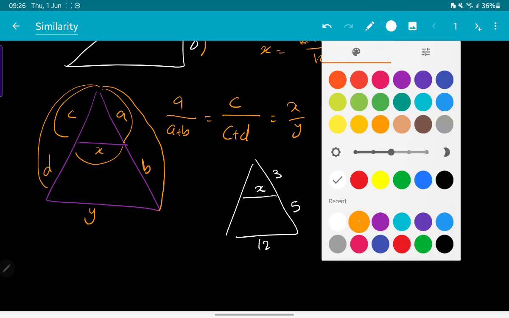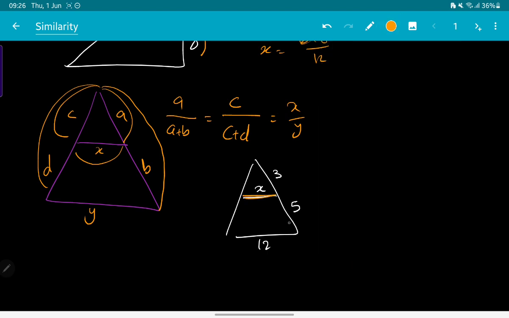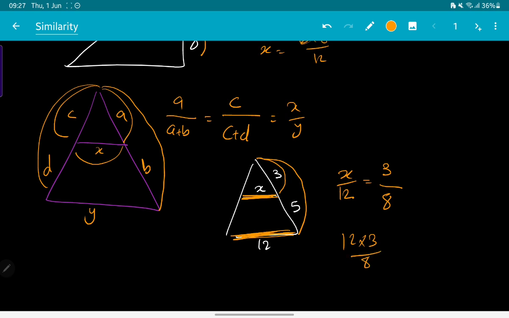If the question is about one of the two bases here, to solve this, it's x over 12, and this is the big side over the big side. Or the total side of the small triangle with the total side of the big triangle. Now we take the small triangle 3 and the big triangle, which is 8, and we do cross multiplication: 12 multiplied by 3 over 8.